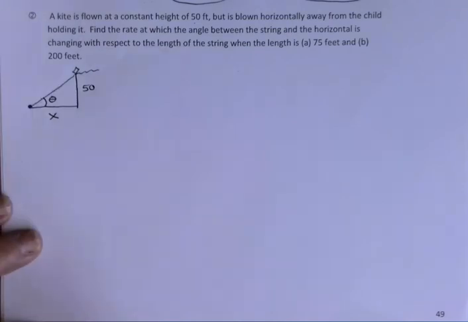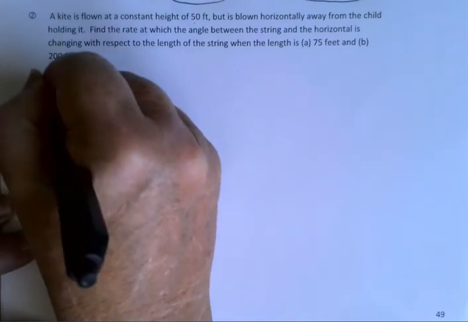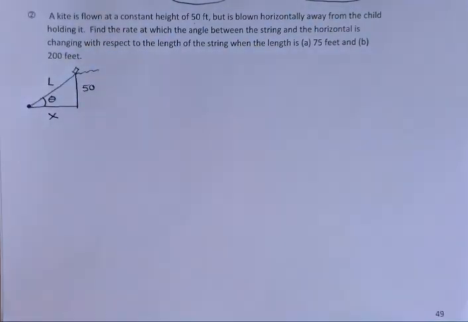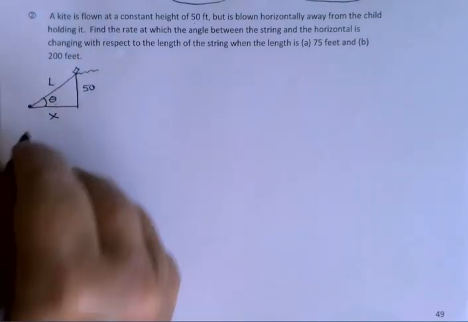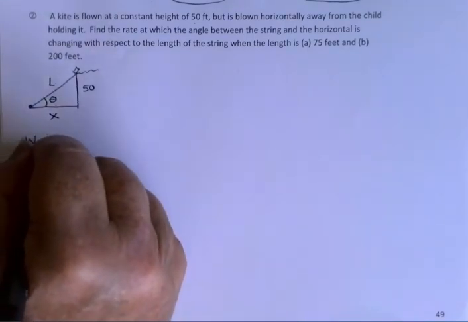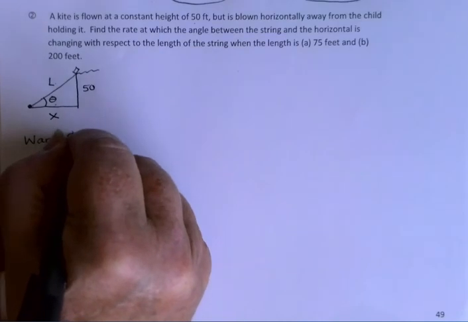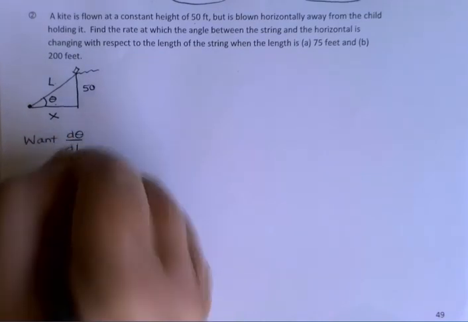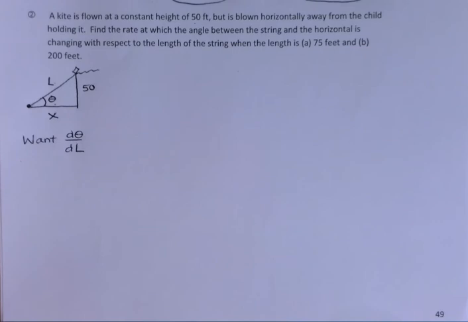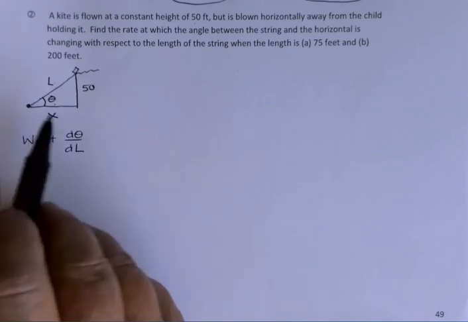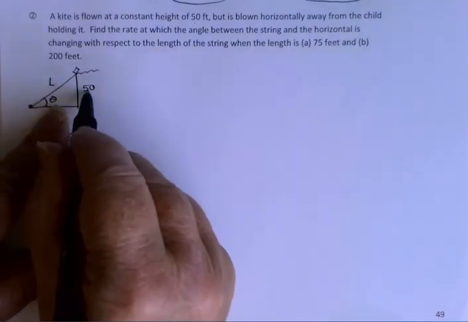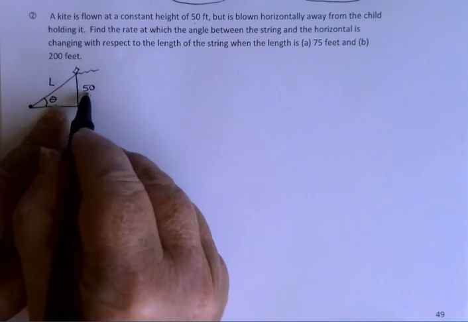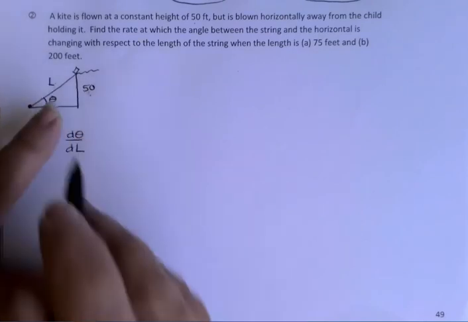So I need another variable here, the length of the string. I'm going to call it L. And I want the rate of change of theta with respect to L. I want d theta dL. So in this case, 50 and L would be what? The opposite and the adjacent? So I'm going to go with the sine of theta equals 50 over L.